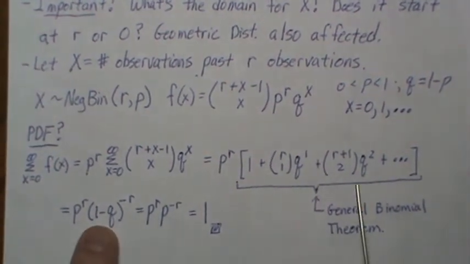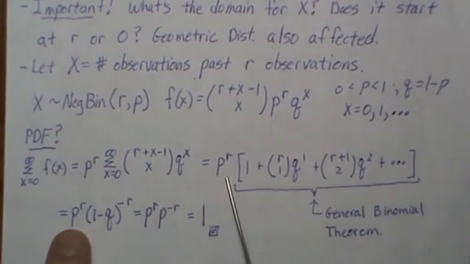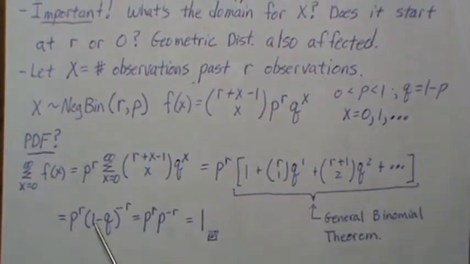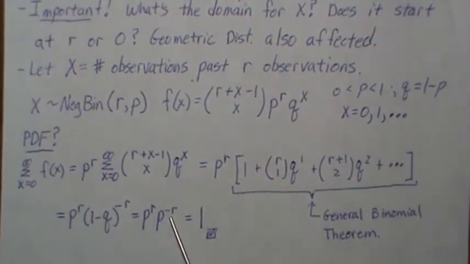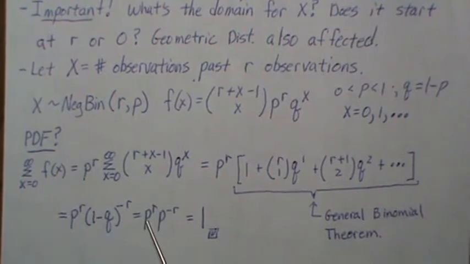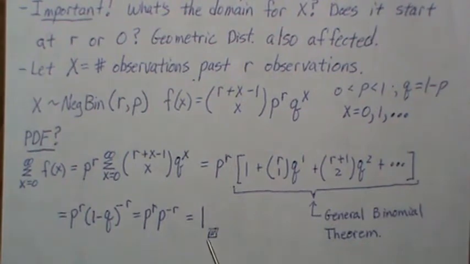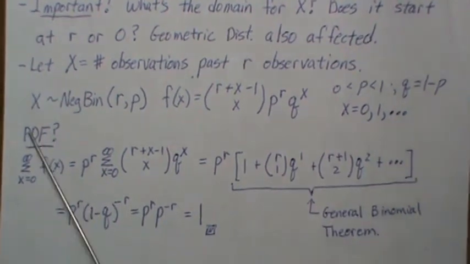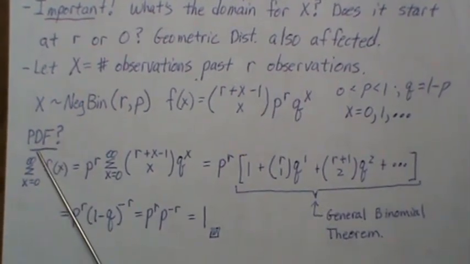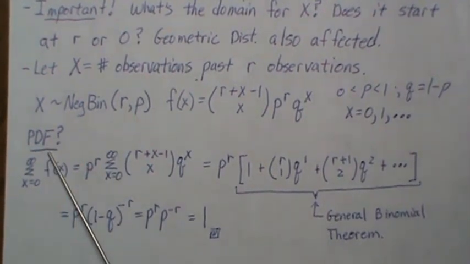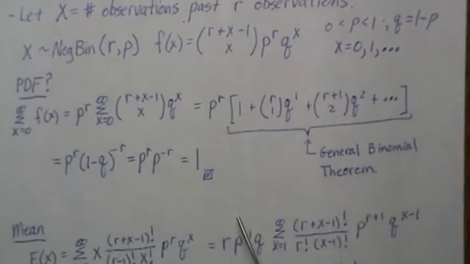So this right here is 1 minus Q raised to the minus R. And of course the P to the R comes down. Now 1 minus Q is actually P, so that's P to the minus R. Those are common, add the exponents, so it's P to the 0, which is 1. So it is a PDF, or PMF, however you want to say it. You can also say it's a PDF of the discrete type as opposed to the probability density function of the continuous type. But more commonly, people say PMF, probability mass function.